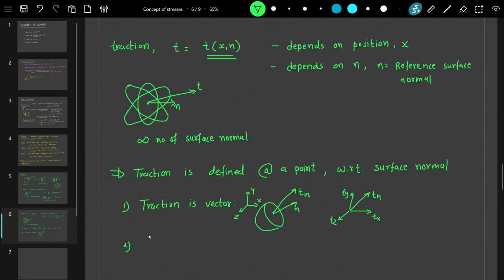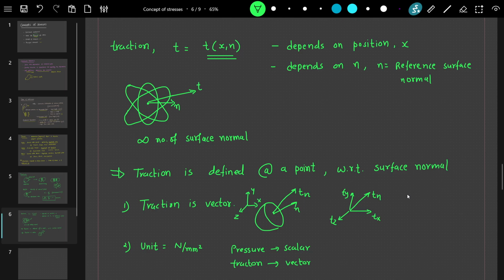The second property is that the unit of traction is Newton per mm square. Pressure also has a unit of Newton per mm square, but there is a difference. Pressure is a scalar, whereas traction, as we said, is a vector, because pressure is always normal to the surface. So this is a fundamental difference between pressure and traction.